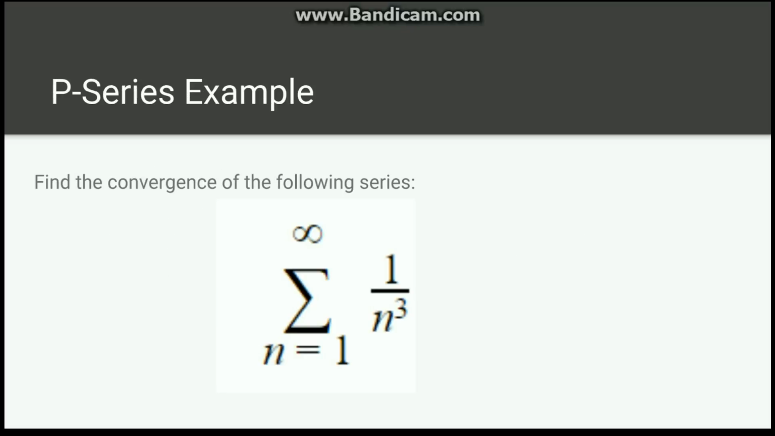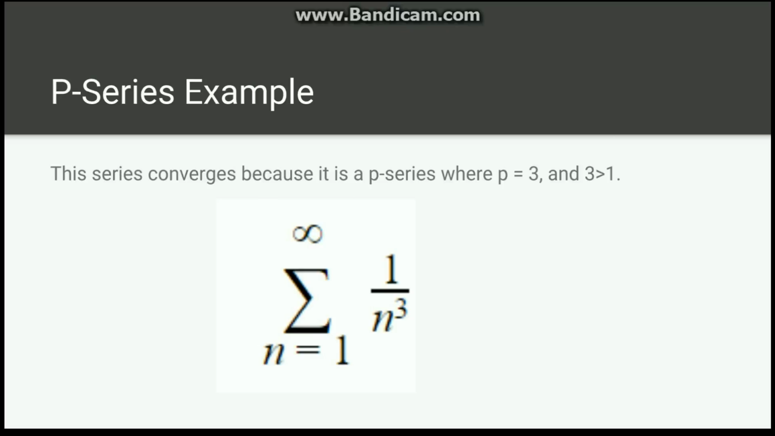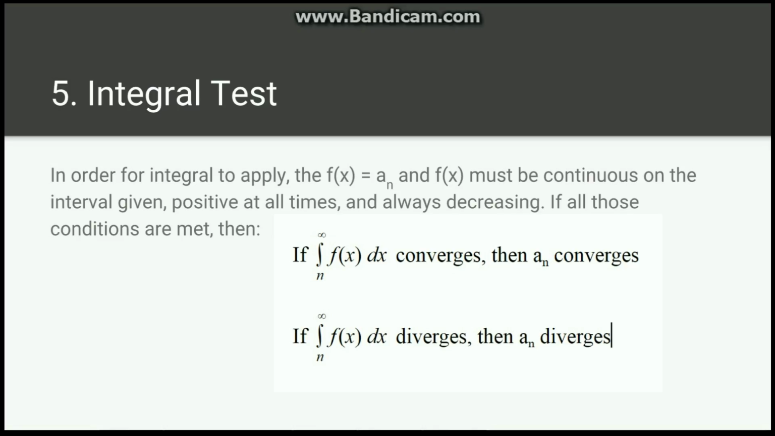So for our p-series example, we're going to find the convergence of the series, the summation of n equals 1 to infinity of 1 over n to the third. Because 3 is greater than 1, we know that it converges, and also that 1 over n to the 3 is in the form 1 over n to the p. So the series converges.